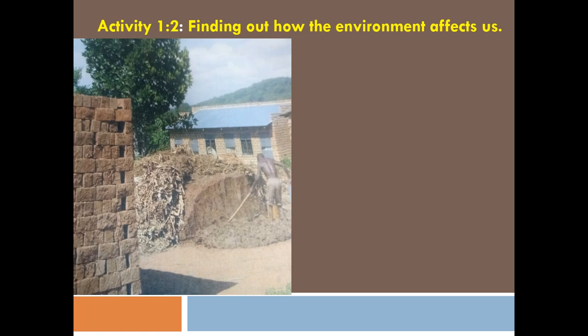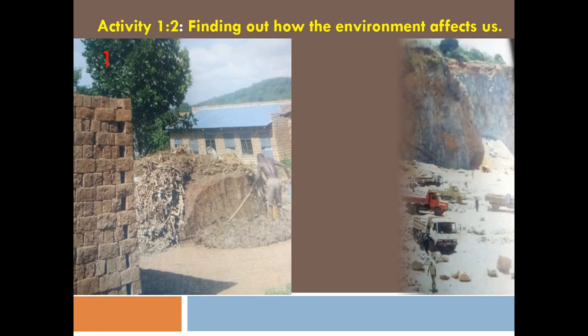So we have photograph 1, and I want you to identify what we see. What do you see in this photograph? Which physical features do you see in this environment? Which man-made features do you see in this environment? I want you to observe and identify. You can note them down in your notebooks.